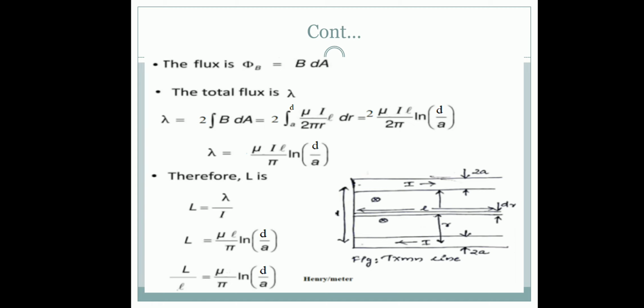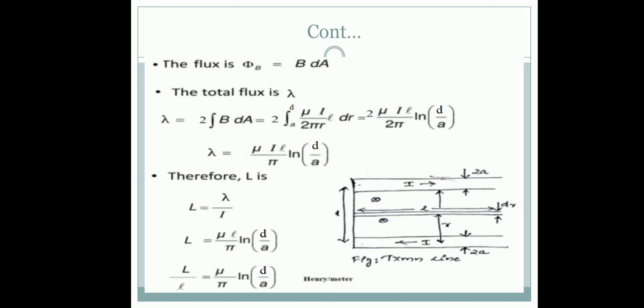So which is equal to 2 times integral from a to d of mu I L by 2 pi r dr. So here we are integrating with respect to dr. So mu I L by 2 pi is constant. So we can take it outside. So 2 times mu I L by 2 pi integral from a to d of 1 by r dr. So the integration of 1 by r is log r. Then give the limits a to d. Then you will get 2 times mu I L by 2 pi log of d by a. So the 2 and 2 cancel. Then the total flux is mu I L by pi log of d by a.